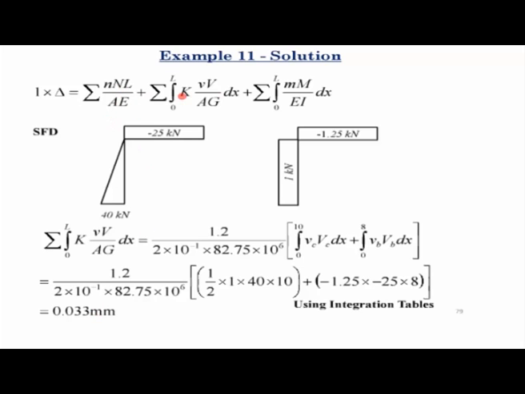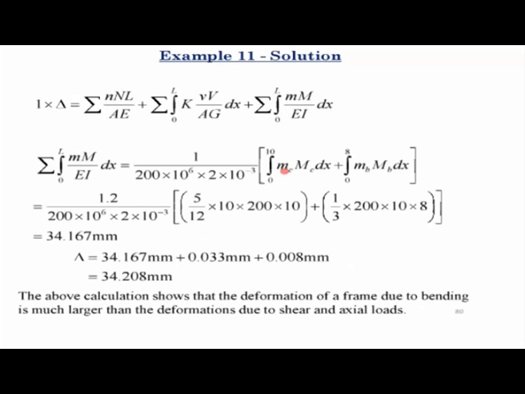So that takes into account the axial deformation and shear deformation. Previously we had calculated this deflection due to the bending deformation. If we again look at that, it is the same calculation, 5 by 12, 10 into 200 into 10, and 1/3 200 into 10 into 8. There is a small error here. It should be 1, not 1.2. If you calculate this, you will get 34.167 that we previously got.